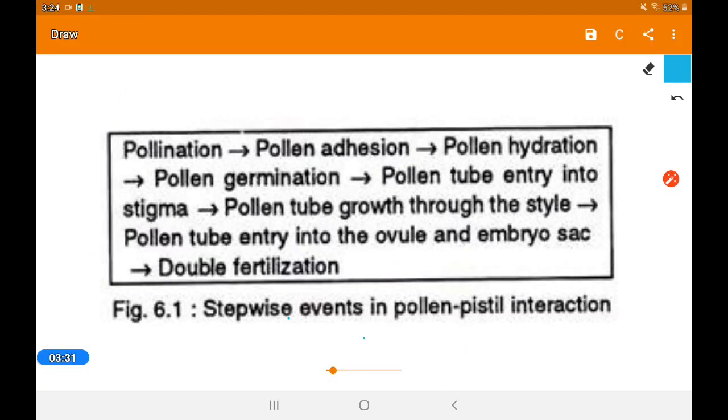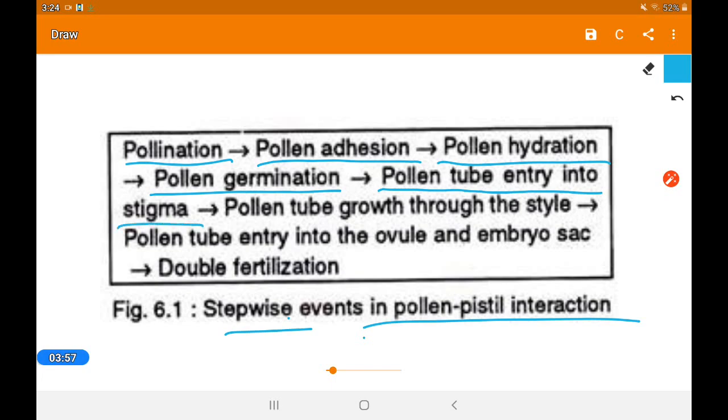Now come to the different steps of the pollen-pistil interaction. At first, pollination transfers the pollen. If the pollen is compatible and pollen adhesion takes place, then the pollen grain, which is less hydrated, undergoes hydration. Then the pollen germinates, the pollen tube enters the stigma, grows through the style, and enters the ovule and the embryo sac, and then the event of double fertilization occurs. In double fertilization, as I just discussed, both endosperm and embryo will form. So we can see these facts of the pollen-pistil interaction.